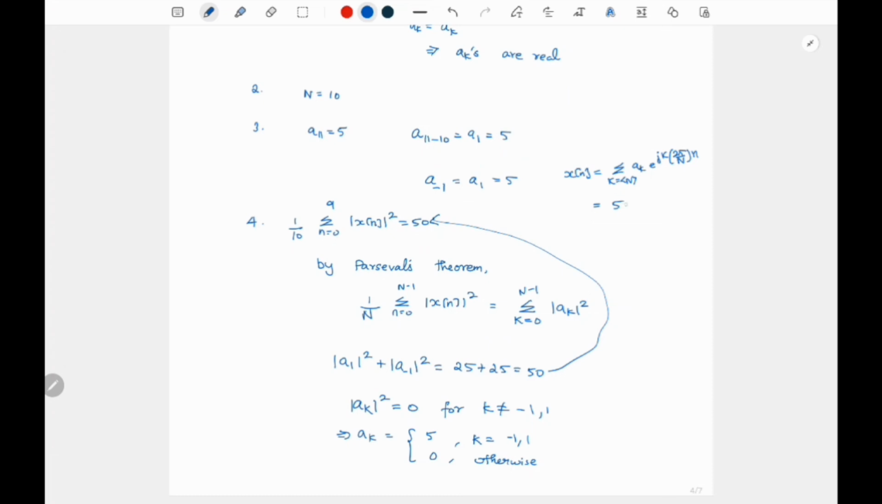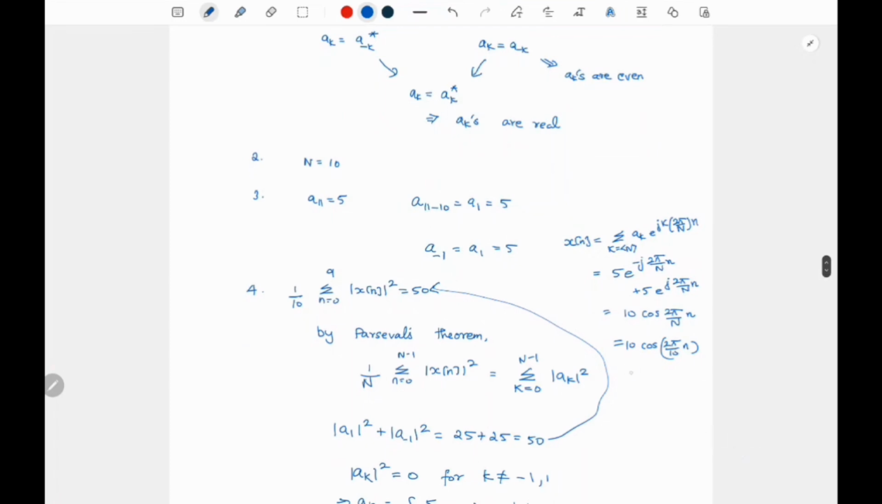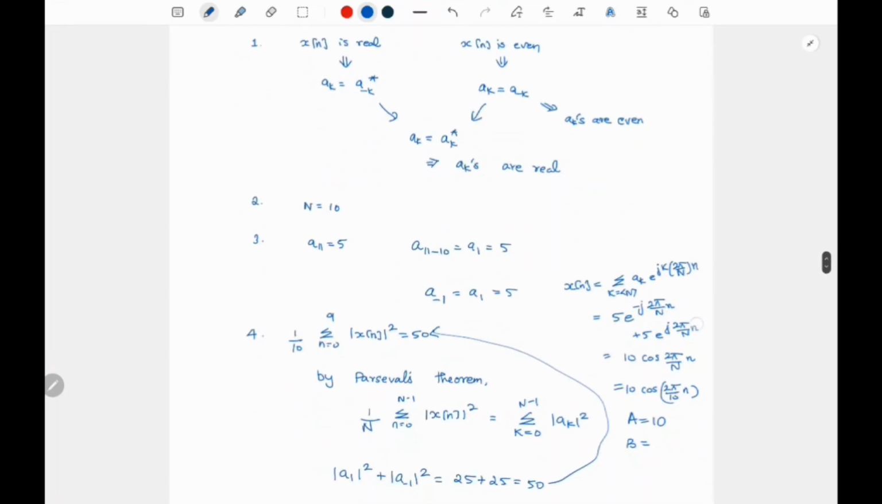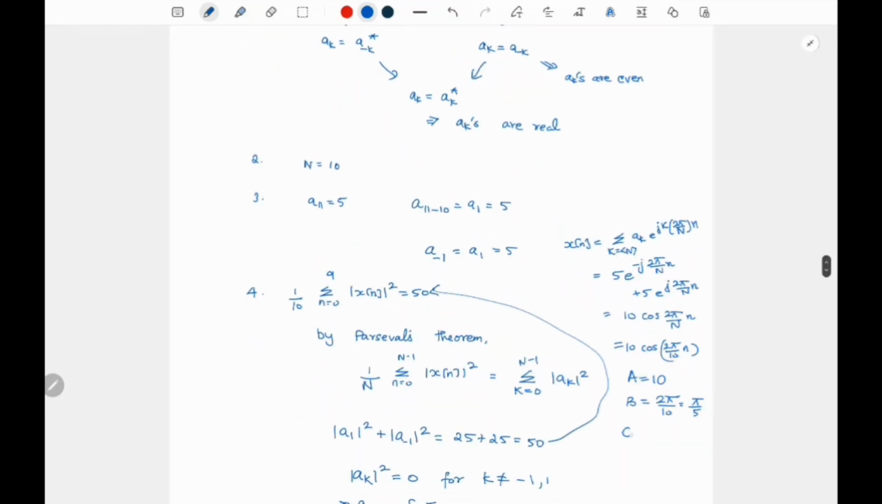I'll get 5 into e power minus j 2 pi by n into n plus 5 into e power j 2 pi by n into n. So this will give me 10 cos 2 pi by n into n, and n is nothing but 10 here. So 2 pi by 10 into n. So I need to find a, b and c. My a is nothing but 10. My b here is 2 pi by 10, which is equal to pi by 5. And my c is 0. So these are my answers.